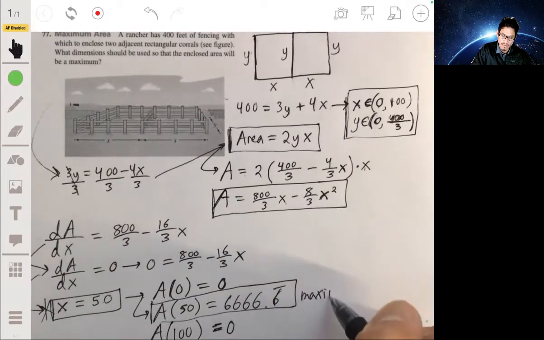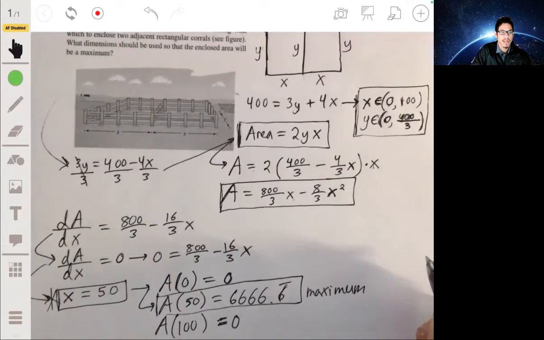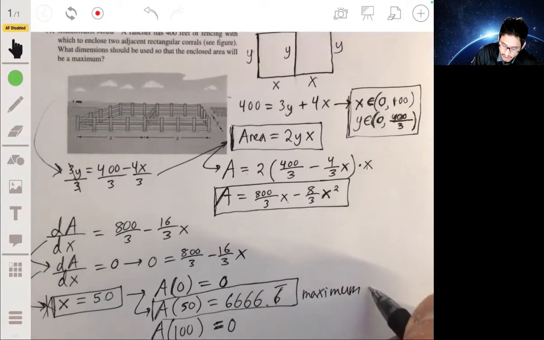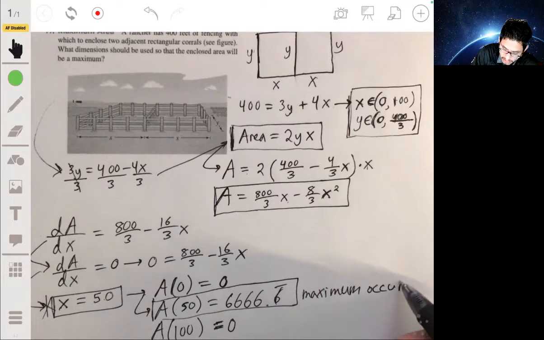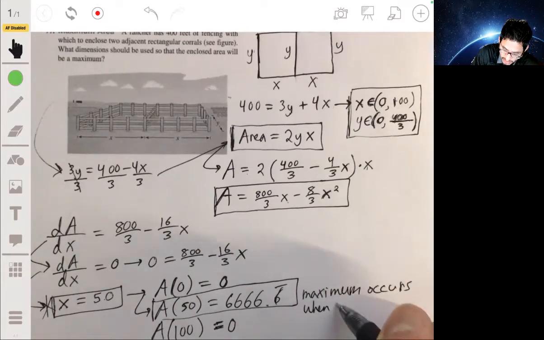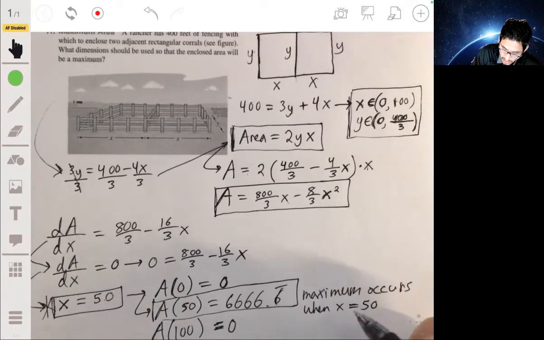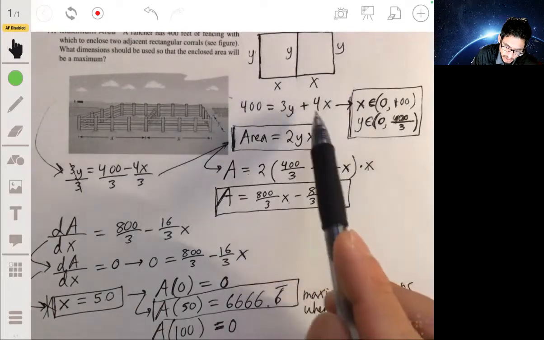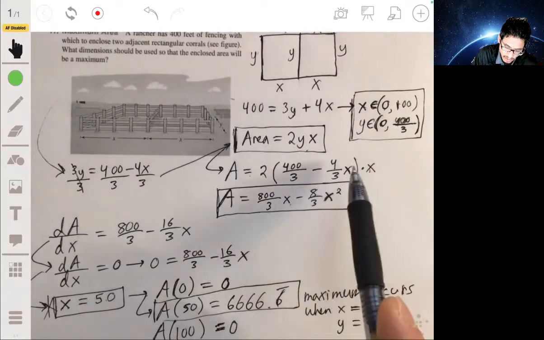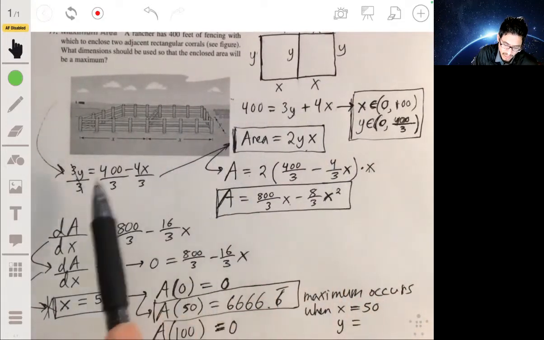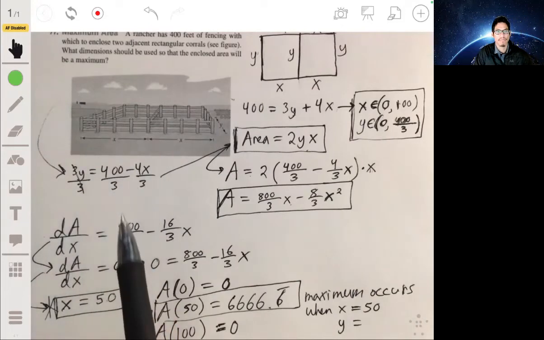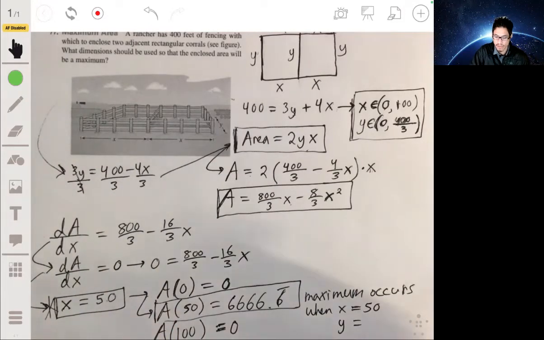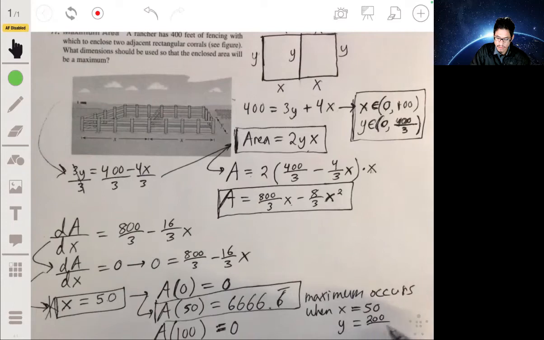The maximum area occurs when x is 50, and then we solve for y. We can find the y value in any equation we're given for y or x. It occurs when y is 200 thirds feet. Both of these are feet.